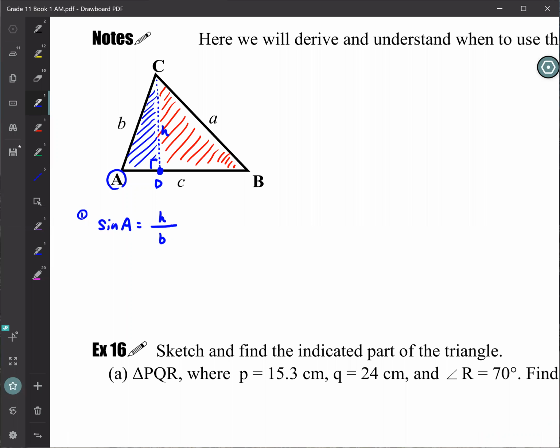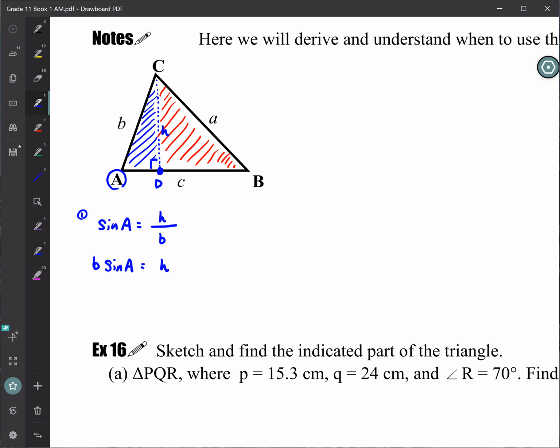Okay, so that's the setup. And then I'm going to isolate H. So B can cross multiply over, right? So B sine A will be equal to H. Okay, so just put that there. Okay, it will be used later.